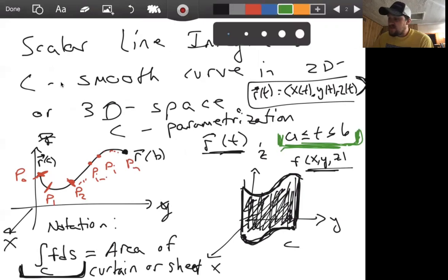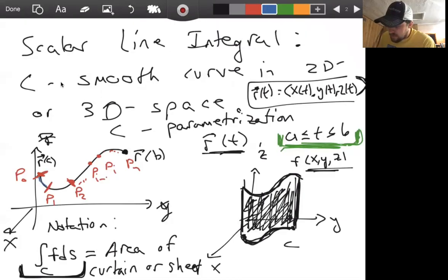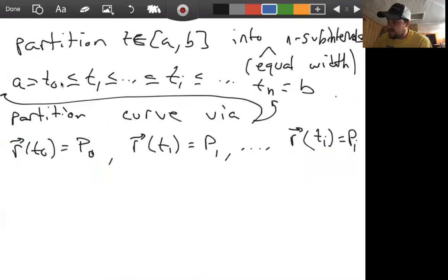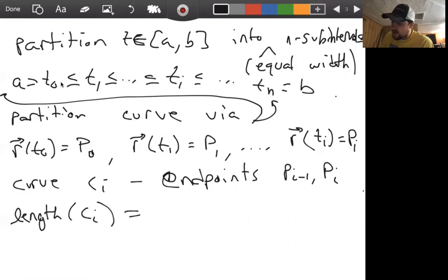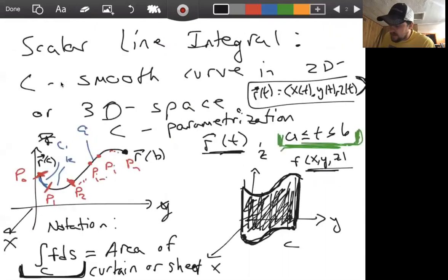And so now let's say these are the intervals that may not have equal length. We'll call this curve C1, the next curve C2. And so the subcurve with endpoints Pi minus 1 and Pi, we will call Ci. Then the length of the curve Ci, we'll call delta Si. We usually use the variable S to indicate arc length. And so this subcurve, which I was using blue for, has length delta S1, and the ith one has length delta Si.